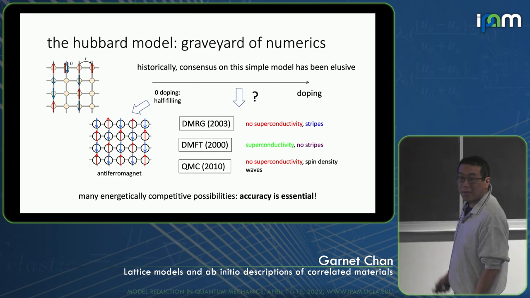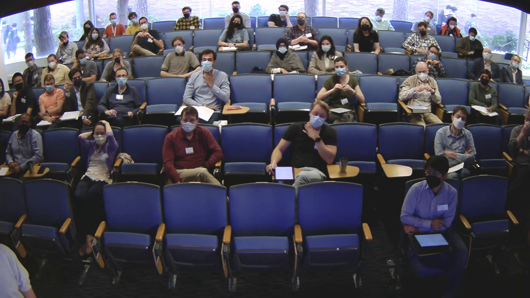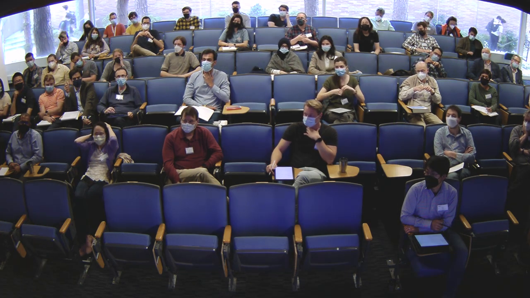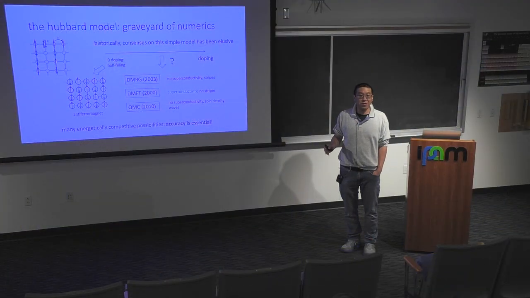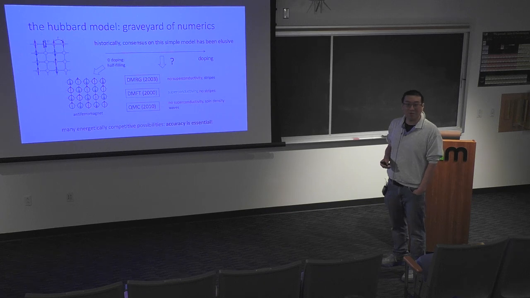Sorry, I have a question. What are the stripes you're referring to? They're inhomogeneous order in the spin and the charge degrees of freedom. And I'll show a picture of it later. But you can think of them as a spin wave and a charge wave with some relationship between the wavelength.